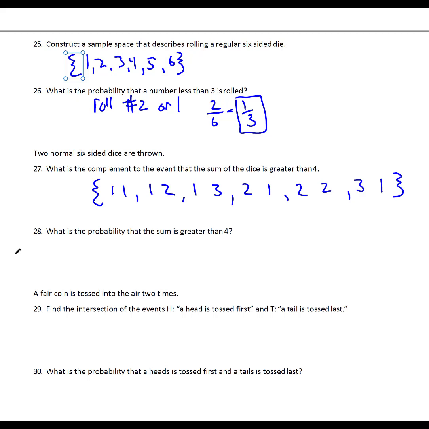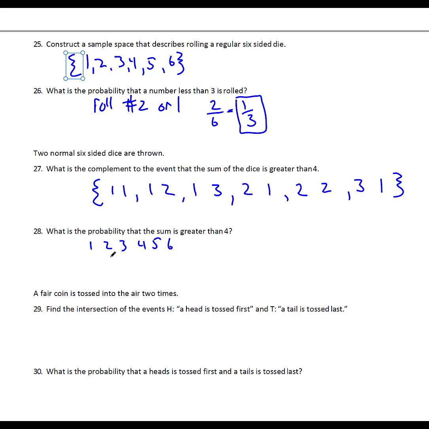Now number 20 asks, what is the probability that the sum is greater than 4? For the sum to be greater than 4, think about this. Overall, you should realize you have 6 chances on each die, and if you multiply them by each other, you get 36 overall, because you have two 6-sided dice. You can also make a little table if you didn't want to think about doing this.